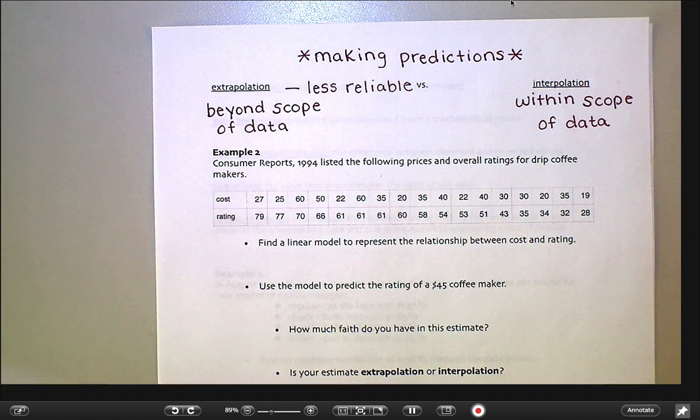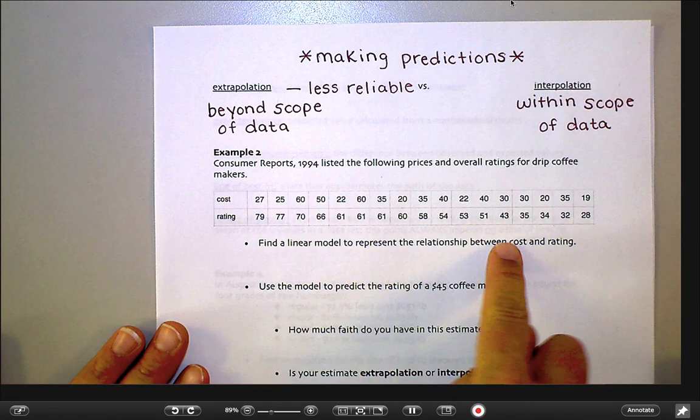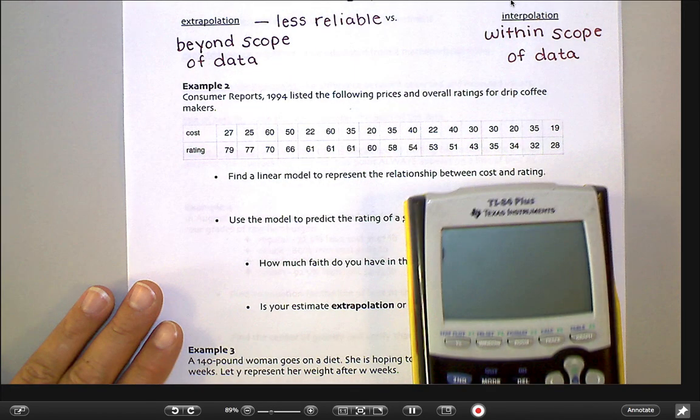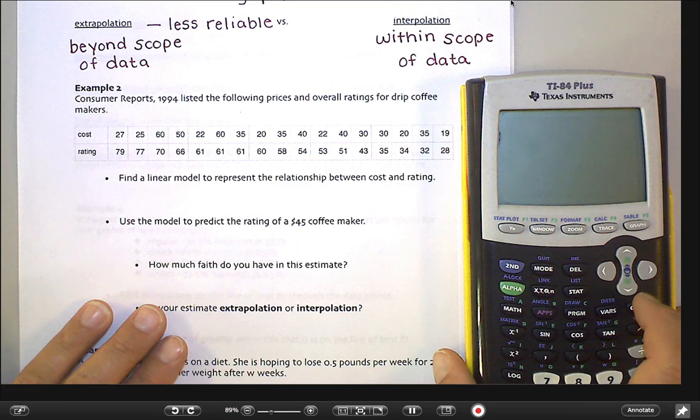Okay, so let's head down to do one of these. Let's actually do one of these data analyses. We want to find a linear model that represents all of this data, okay? And to do that, we're going to use our calculator. And those of you who had Algebra 1 with us, this should ring a bell. This should definitely look familiar.